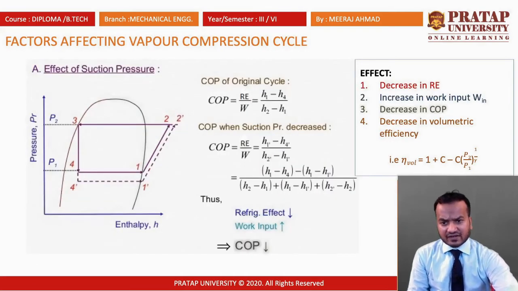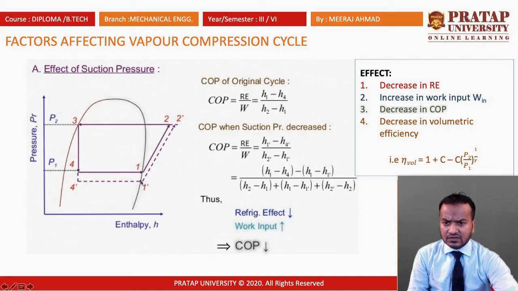Now come to the effects. The main topic: what are the factors affecting a vapor compression cycle? The first is the effect of suction pressure. Suppose we decrease the suction pressure. First, this is the original cycle 1, 2, 3, 4. Then we decrease the pressure of the suction. So like that, this is the suction pressure, and this is the compression.